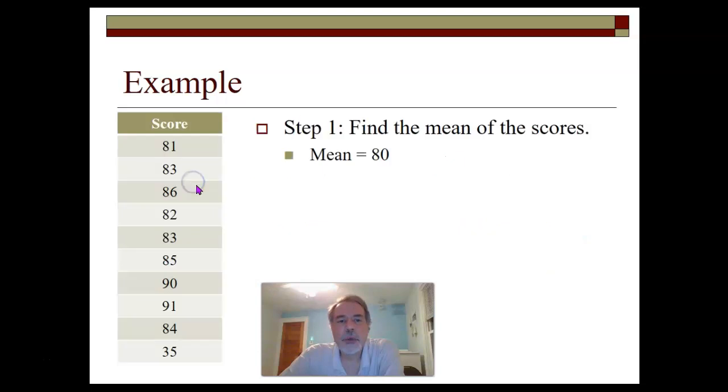First thing we have to do is find the mean. And we actually did that. This was one of the examples in the last section. We added these 10 numbers together and they added up to 800, and then we divided by 10, and so the mean was 80. So that's the first thing. We need the mean. The mean is 80.